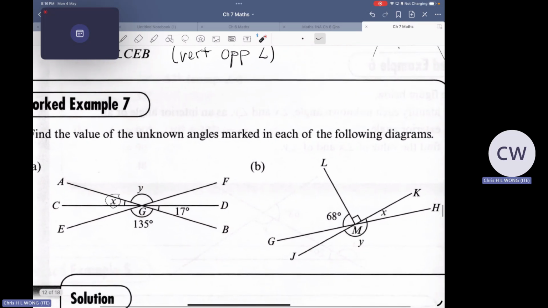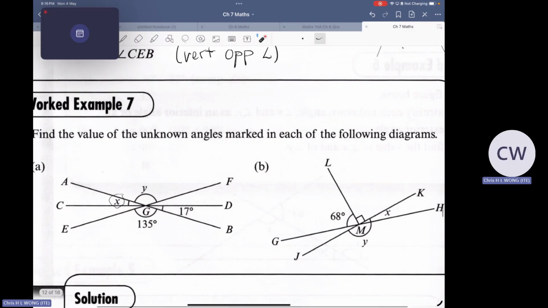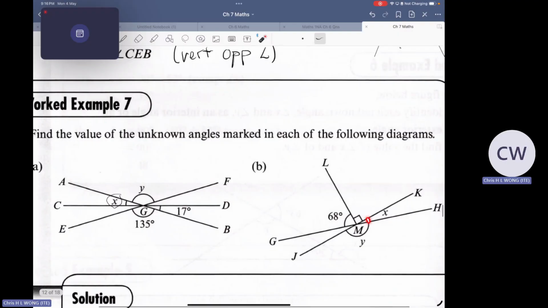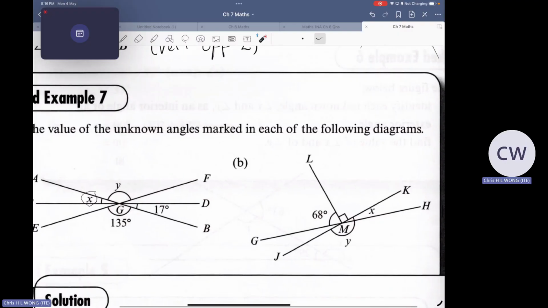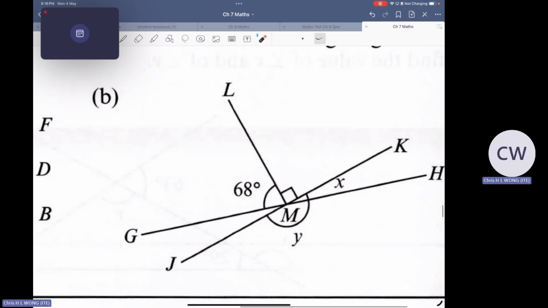Okay, tell me what is x. Let me look at it. I think when you talk about x, x is this one. Y, I'll make it bigger, I believe is here. This is y and this one is x. Okay, let's do it together. What is x?